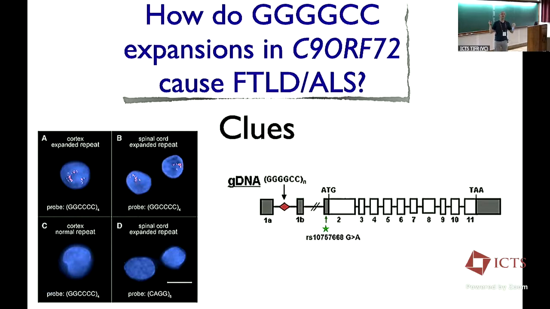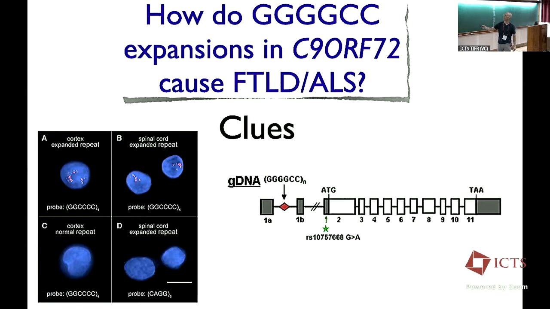So now the challenge is how do we figure out how these expansions cause ALS? Some clues. Here are some clues. If you look in cell lines from patients with these expansions, there are these RNA foci that build up in the nucleus that have these.